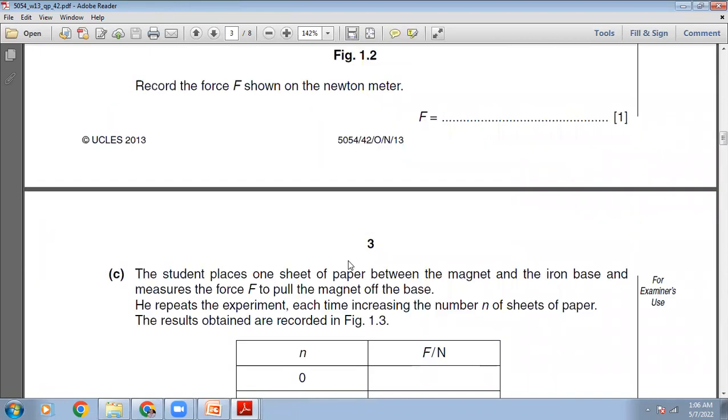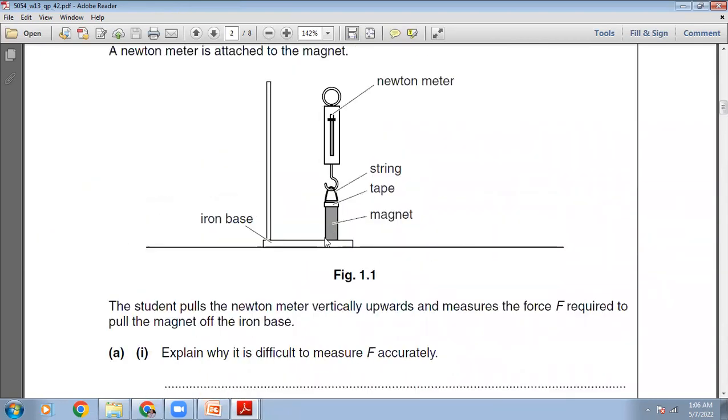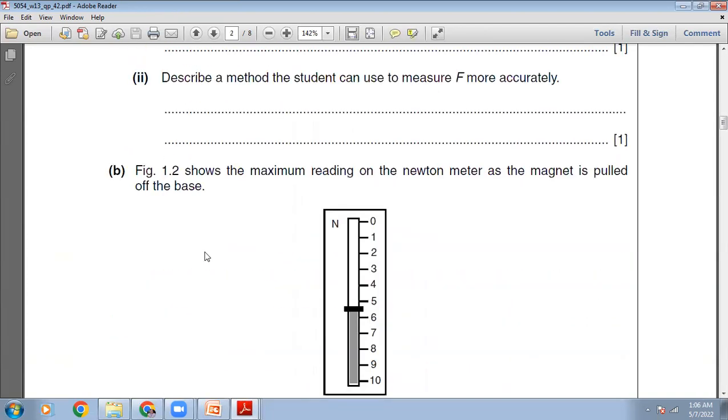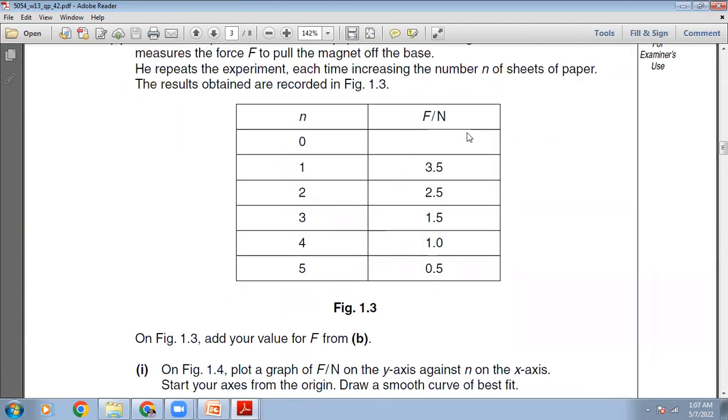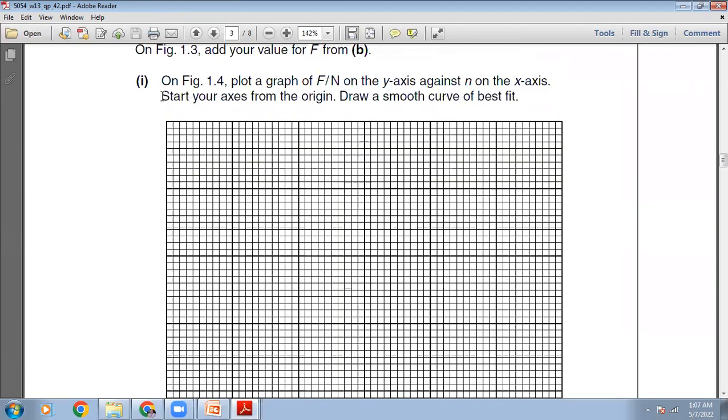Okay, right here 1.5. And let me tell you what they are saying. Between the magnet and the iron base, here there is no paper, and the force required is 5.5 Newton. Then put a paper between them. Still the magnet will attract the iron base. Then put 2, then 3, then 4, then 5 papers, and note down how much force is required to pull the magnet off the iron base. So here write 5.5.